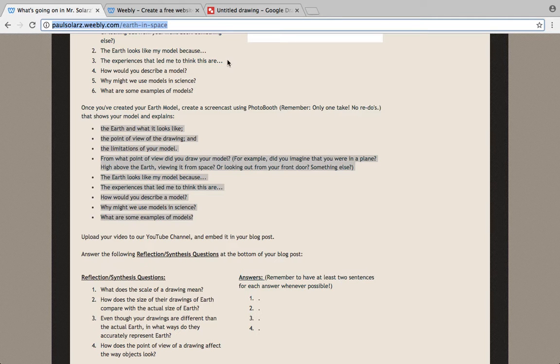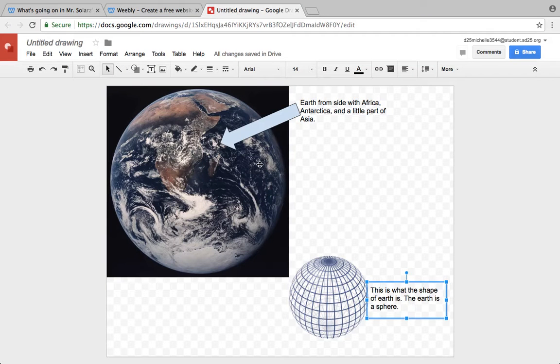And what are some examples of models? Some examples of models can be like the toilet paper tube that you get. That can be a model because that can be like a little tunnel or something.